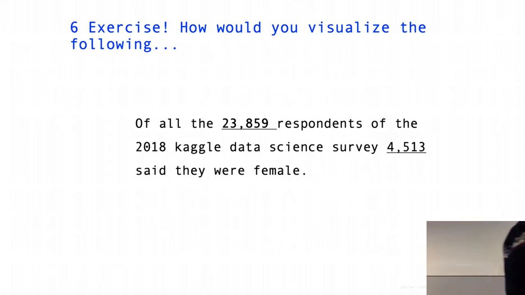Okay, now a more real example from this Kaggle competition I was saying. Look at this sentence: 23,000 people and 4,500 are women. How would you visualize this? I give you 30 seconds. What chart? How do you do it? Just draw a chart by hand. Don't worry about the proportions too much. Okay, good. How do you do it? Don't think, just draw.